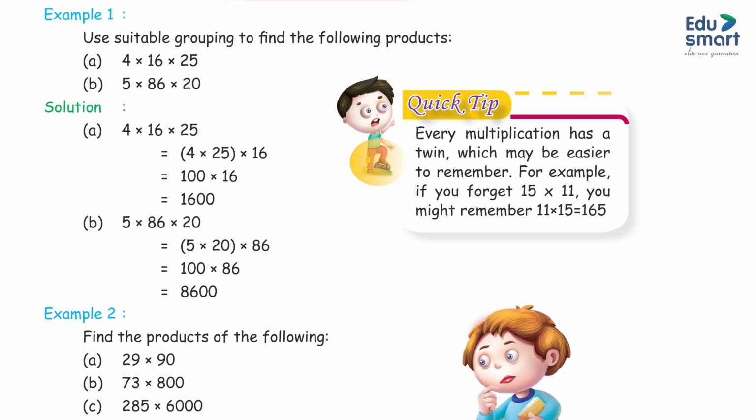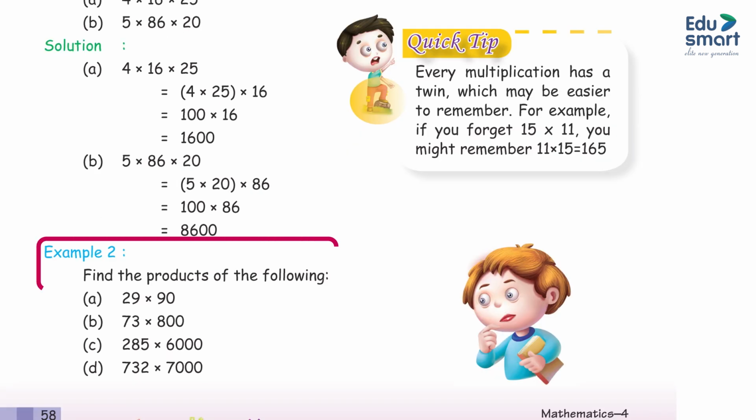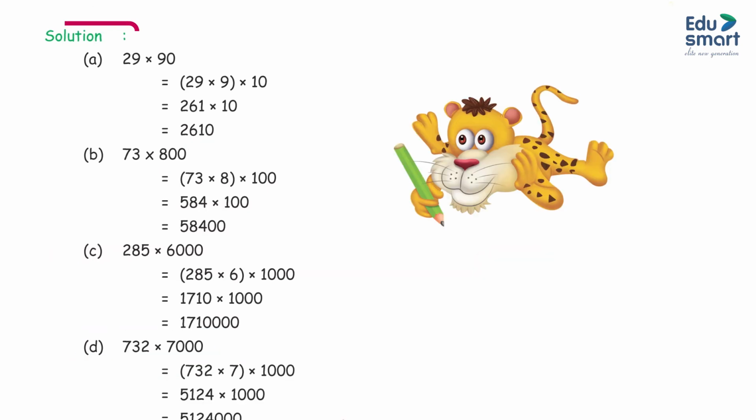Quick tip. Every multiplication has a twin, which may be easier to remember. For example, if you forget 15 into 11, you might remember 11 into 15 is equal to 165. Example 2. Find the products of the following. A. 29 into 90. B. 73 into 800. C. 285 into 6000. D. 732 into 7000.